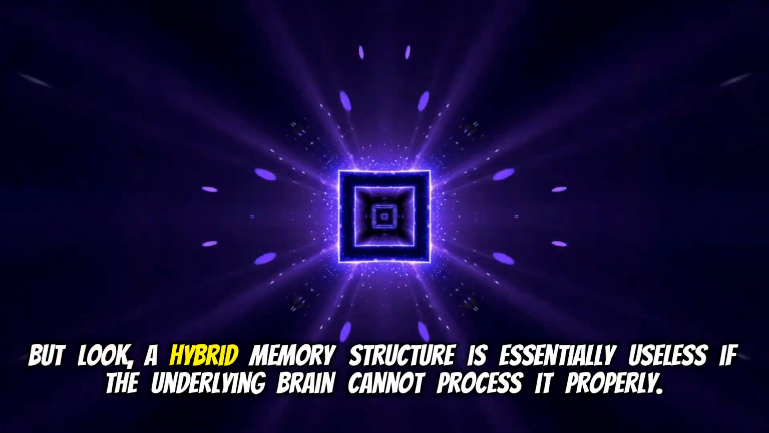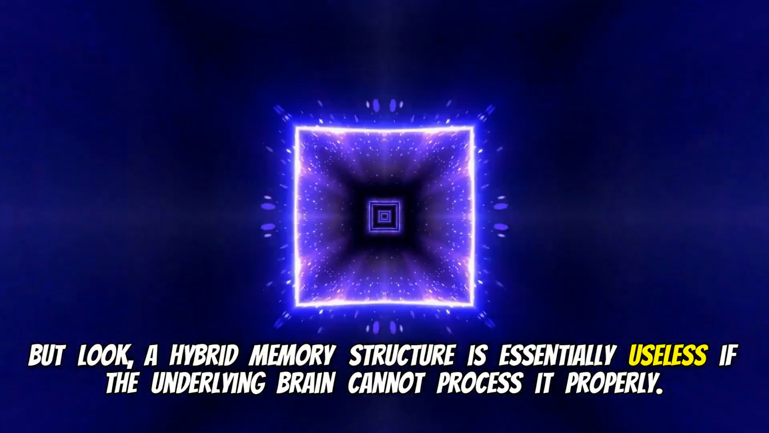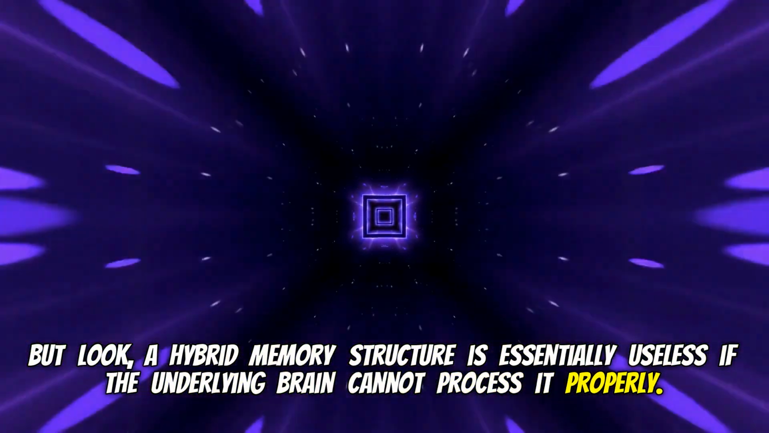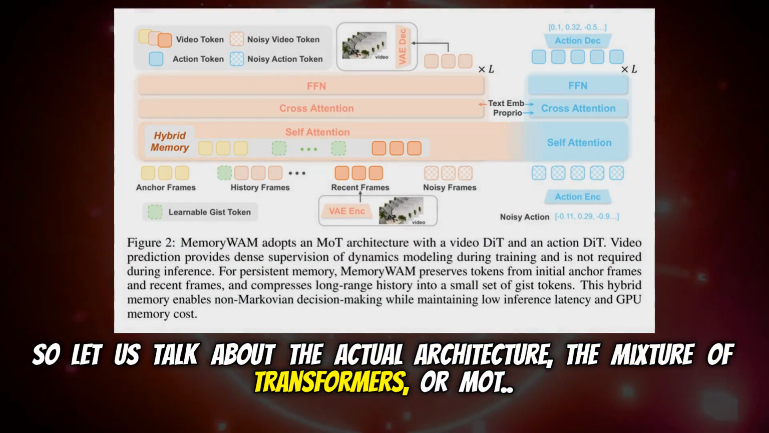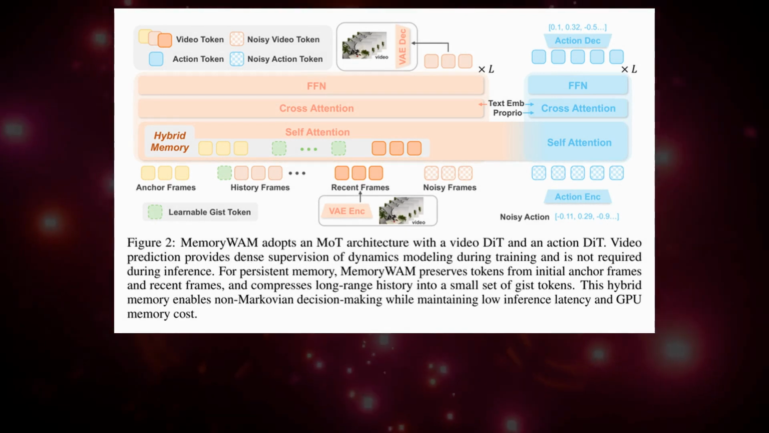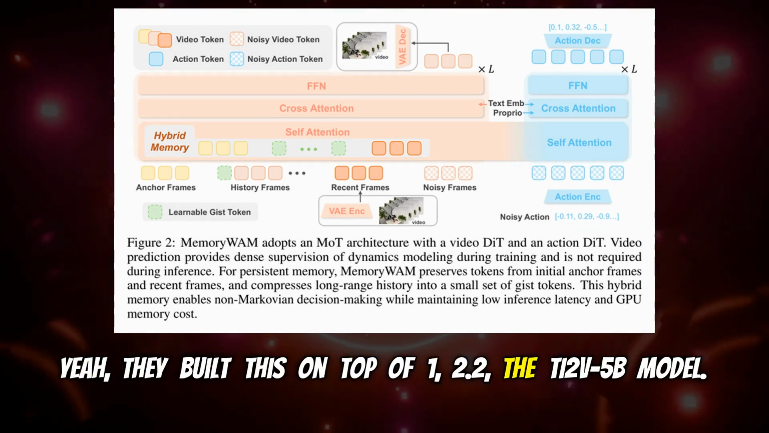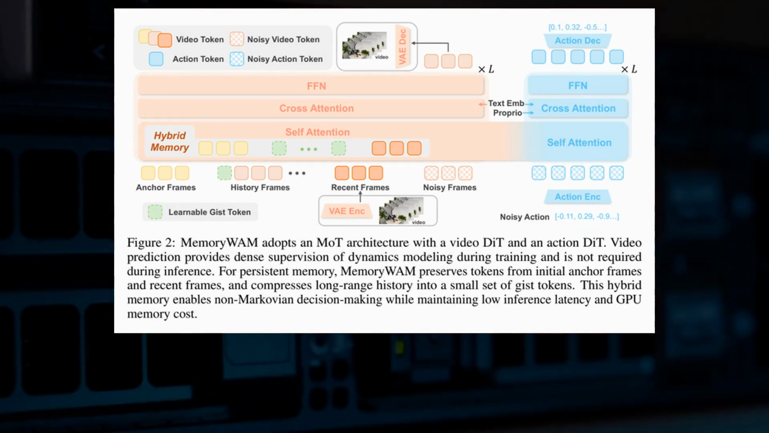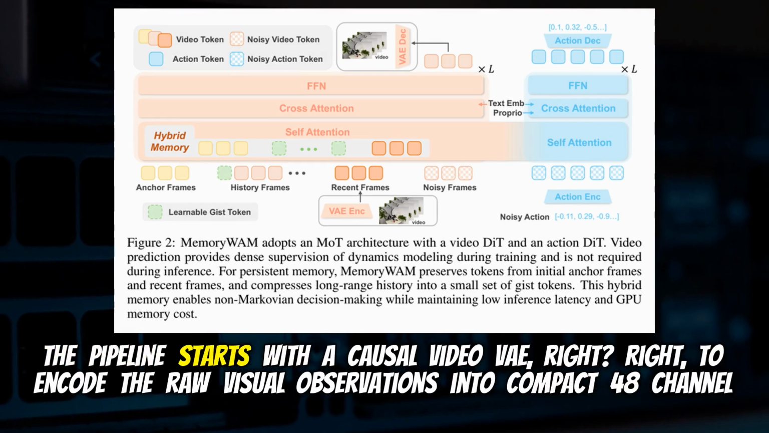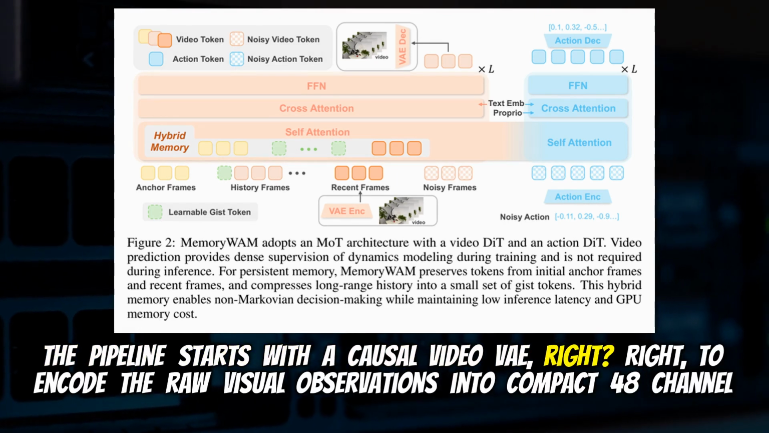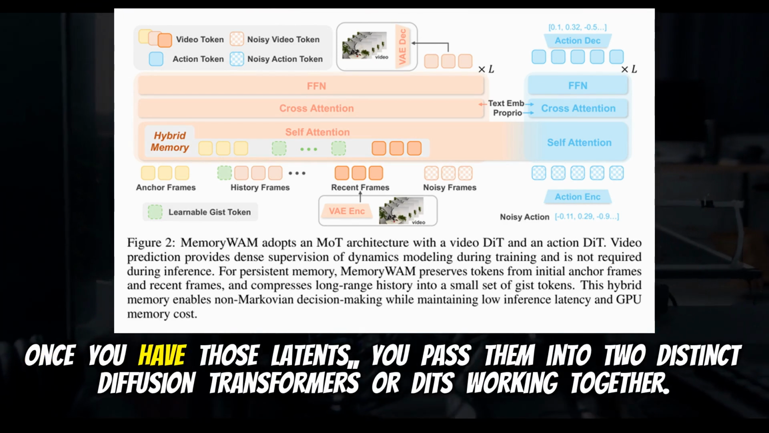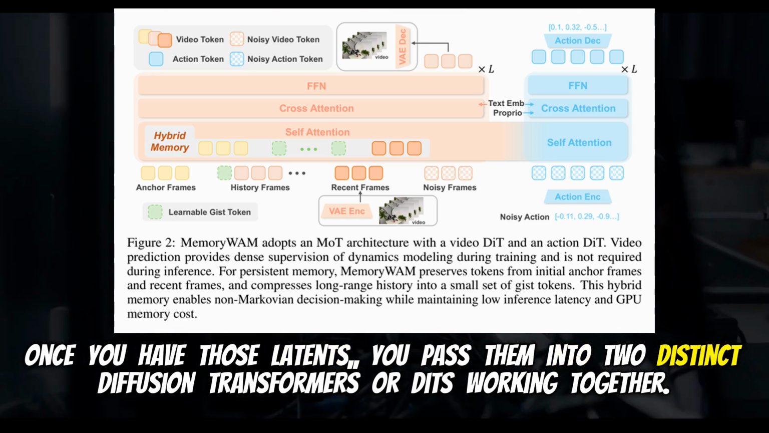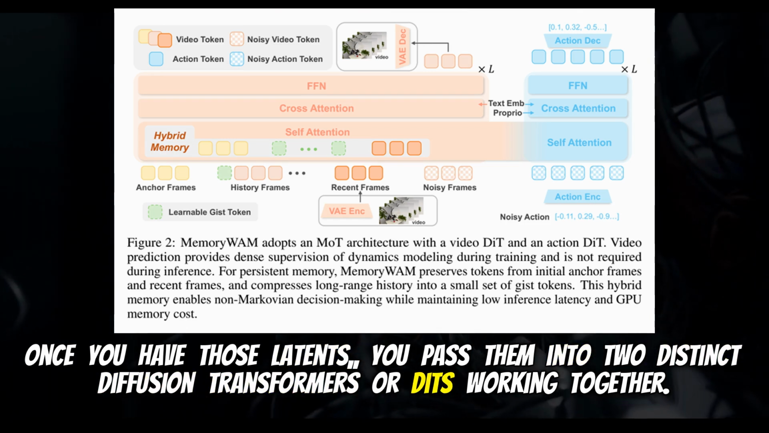Exactly. But look, a hybrid memory structure is essentially useless if the underlying brain cannot process it properly. So let us talk about the actual architecture, the mixture of transformers, or MoT. Yeah, they built this on top of WAN 2.2, the TI2V 5B model. Let us unpack the wiring. The pipeline starts with a causal video VAE, right? Right, to encode the raw visual observations into compact 48-channel latents. Once you have those latents, you pass them into 2 distinct diffusion transformers, or DiTs, working together.